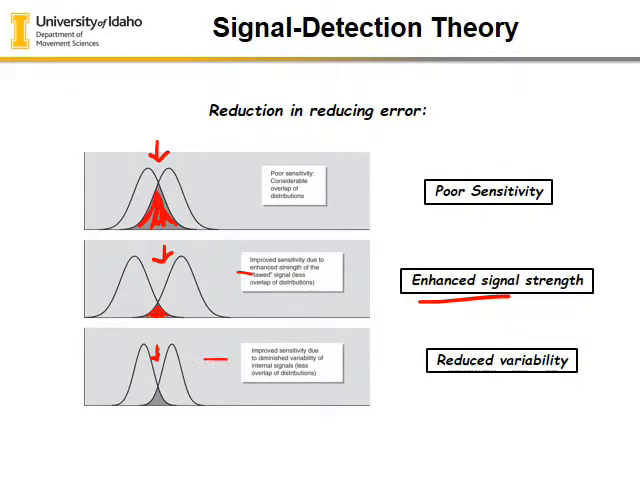And the same thing here is if the sensitivity is increased due to diminished variability of the internal signals. So if the signals are really, really high or really, really good, then it allows the signal to come through and be more correct.